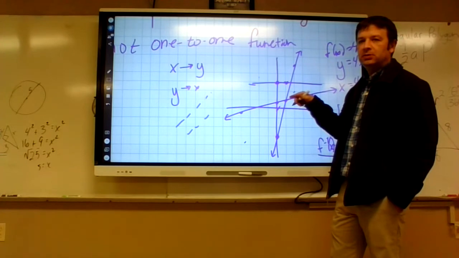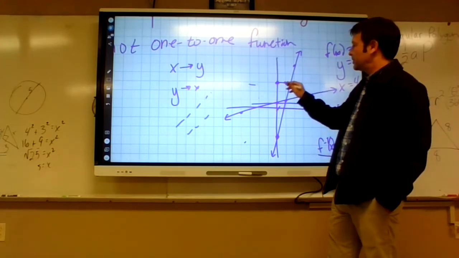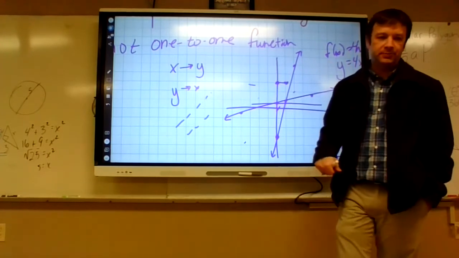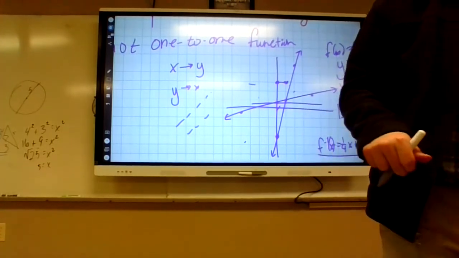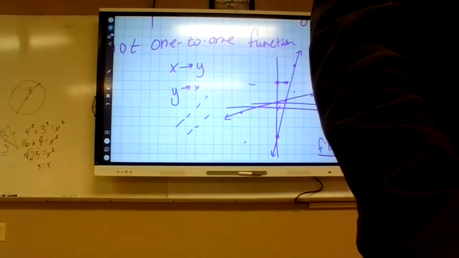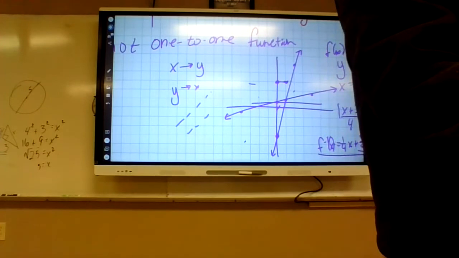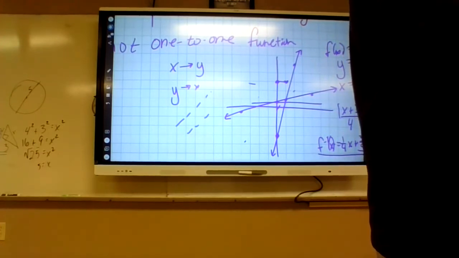Oh wait, I get it. What about 10? 10 is yes, because it does pass the horizontal line test. You can draw a horizontal line and it's not going to hit more than one point.